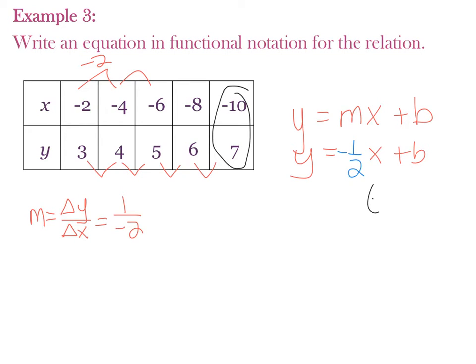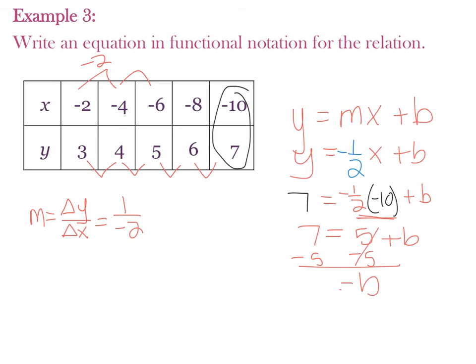So that says when the input is negative 10 for x, that my output is supposed to be 7. So I'm going to figure out if I need to do anything else. So negative 1/2 times negative 10 is 5. 5 plus b needs to be 7. And if I continue to solve for b, I'm going to subtract 5, and then b would be 2. So your starting point of this pattern is 2, and then every time it's decreasing by negative 1/2. So your final answer, y equals negative 1/2 x plus 2.